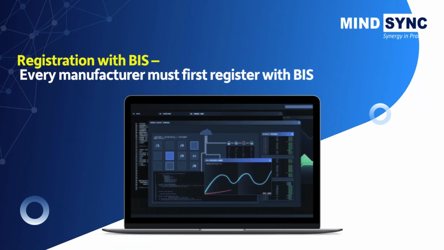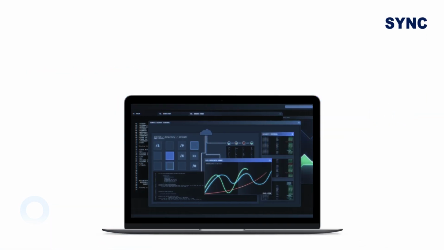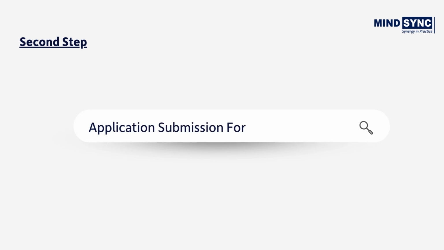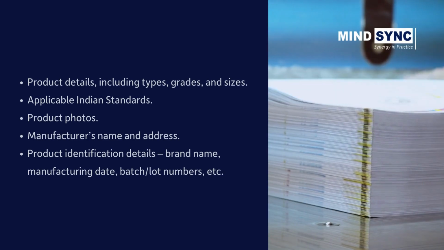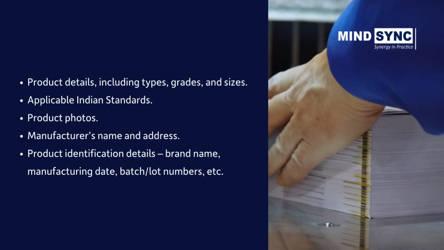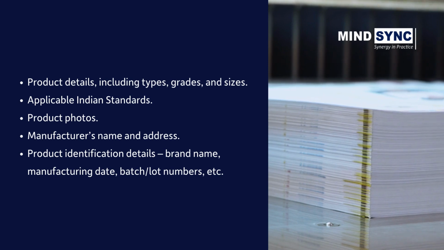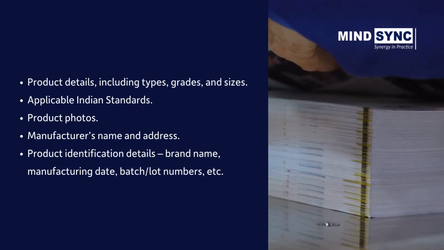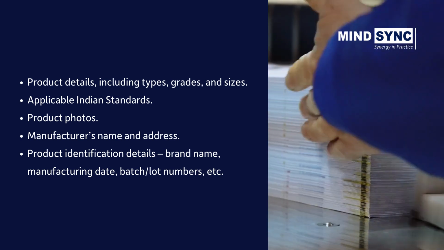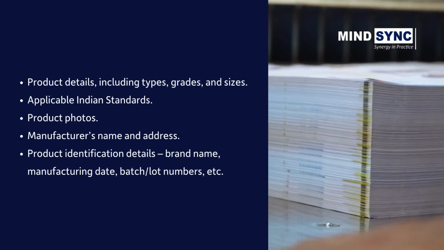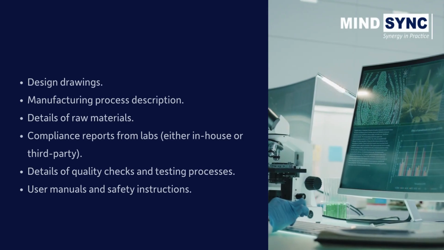Registration with BIS. Every manufacturer must first register with BIS. Next, license application submission. Submit an application specifying product details, including types, grades, and sizes. Applicable Indian standards. Product photos. Manufacturer's name and address. Product identification details, brand name, manufacturing date, batch, lot numbers.